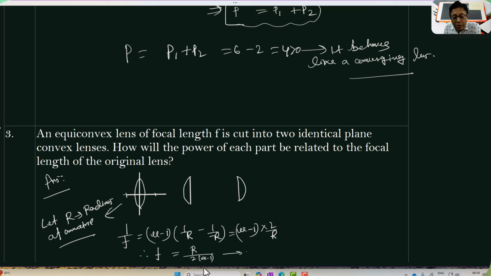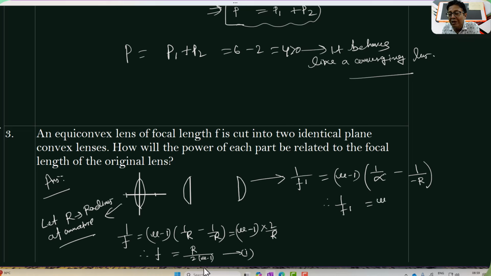Now, for each part here, which we get after dividing in two halves, let the focal length be f dashed. So 1 by f dashed will be what? Mu minus 1. This part is plane, so the radius of curvature is infinity. Minus 1 by minus r. So 1 by f dashed is going to be 0 and this is 1 by r. So f dashed is what? R by mu minus 1.